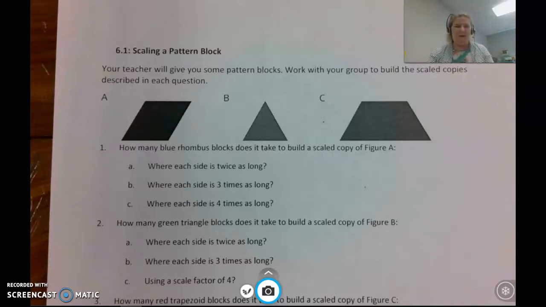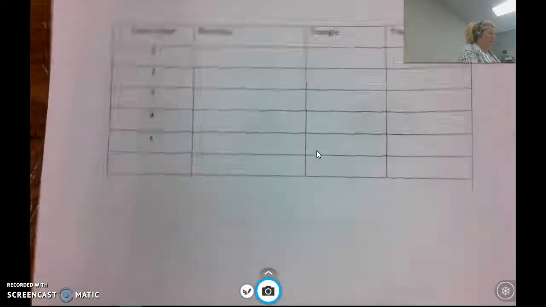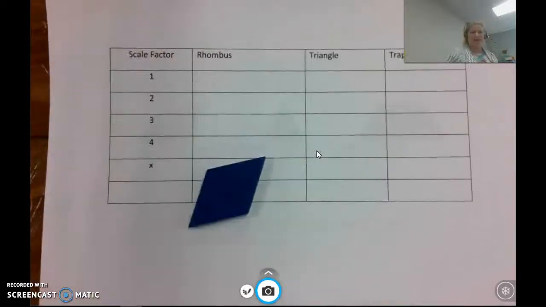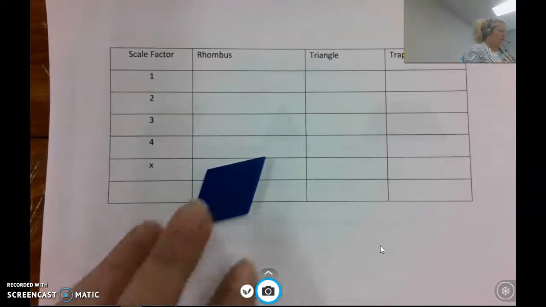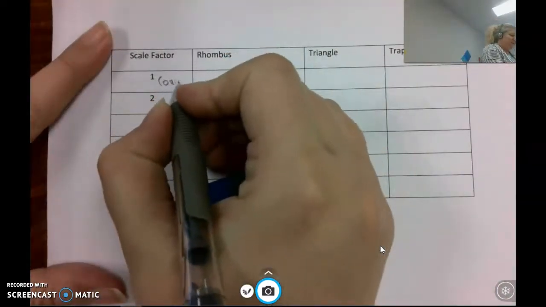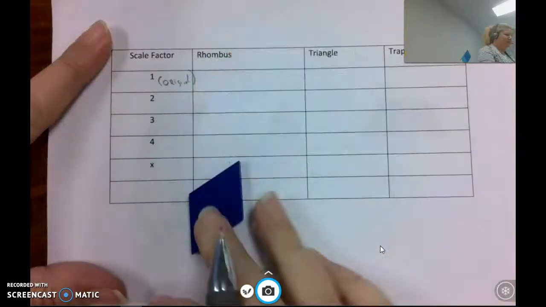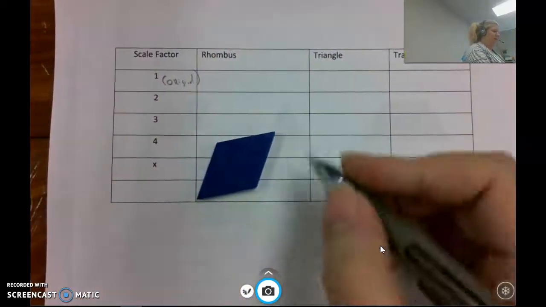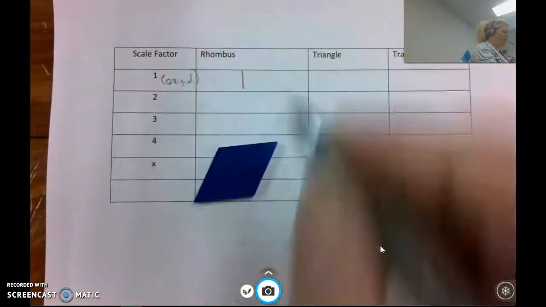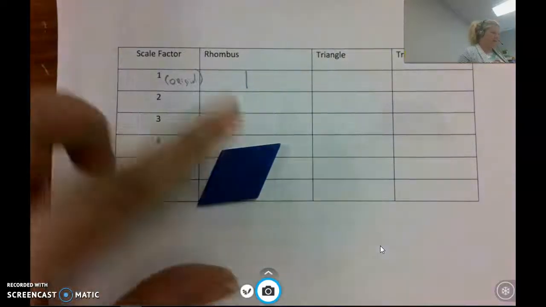So, moving on. Question number 1. How many blue rhombus blocks does it take to build a scaled copy of figure A? So here's figure A. And I have created this table to help us stay organized and find any patterns. So if I'm looking at the scale factor of 1, that would be the original. So we're going to say this rhombus has an area of 1 unit. This is our unit.